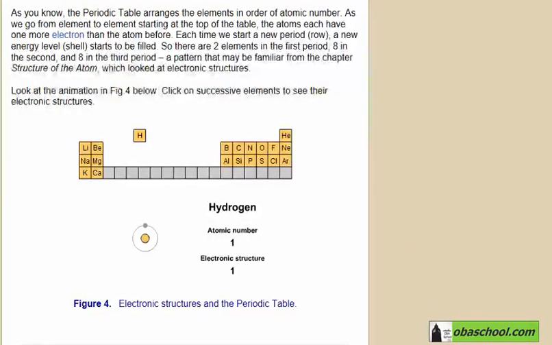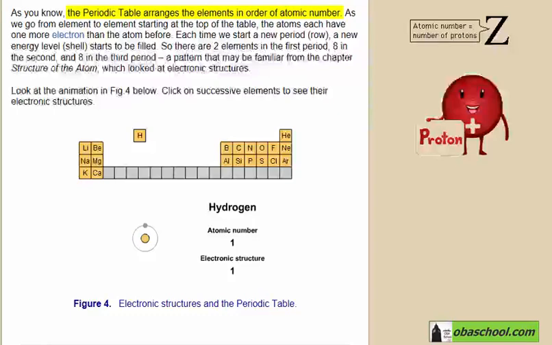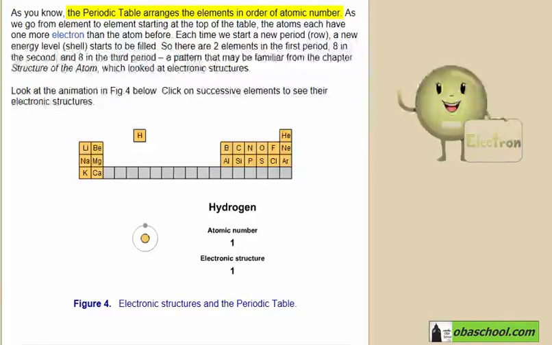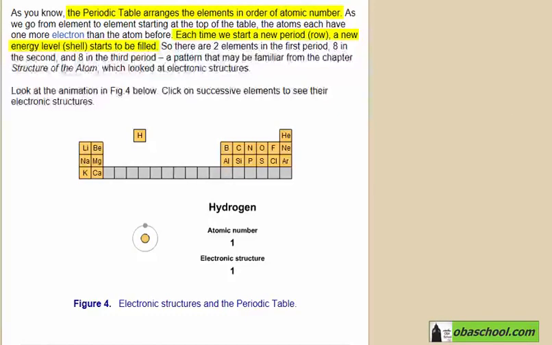As you know, the periodic table arranges the elements in order of atomic number, which is the number of protons. And in a neutral atom, the number of protons is equal to the number of electrons. As we go from element to element, starting at the top of the table, the atoms each have one more electron than the atom before. And each time we start a new period or row, a new energy level or shell starts to be filled.